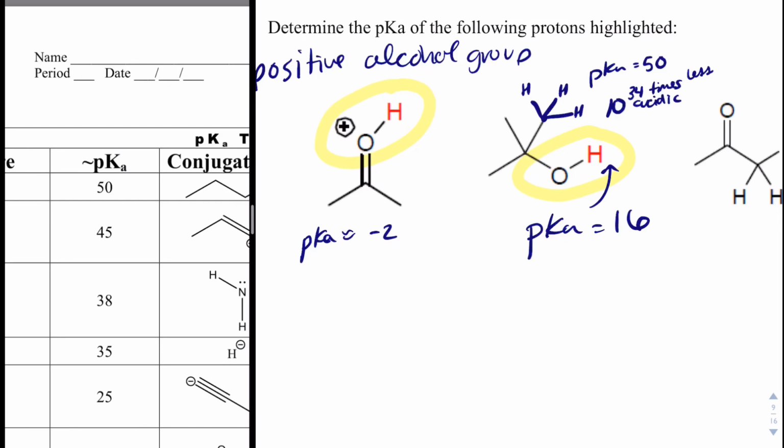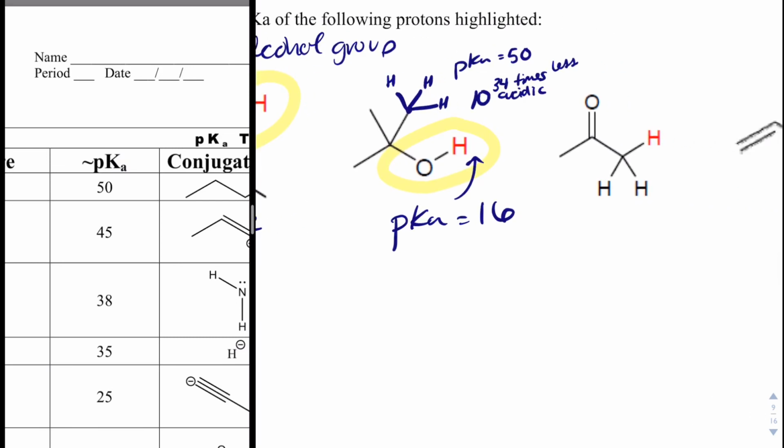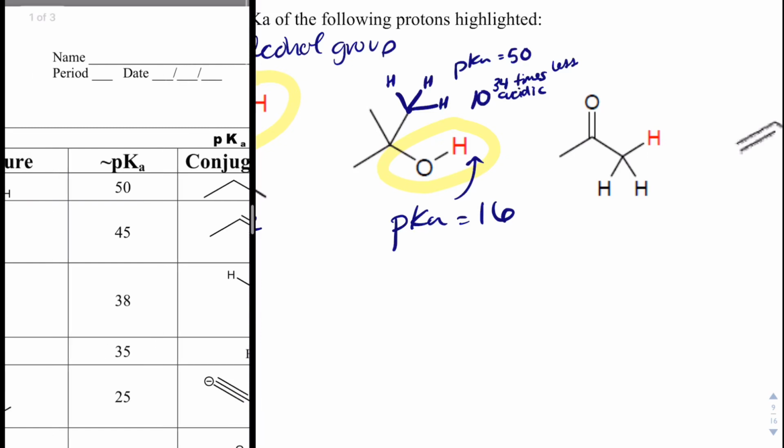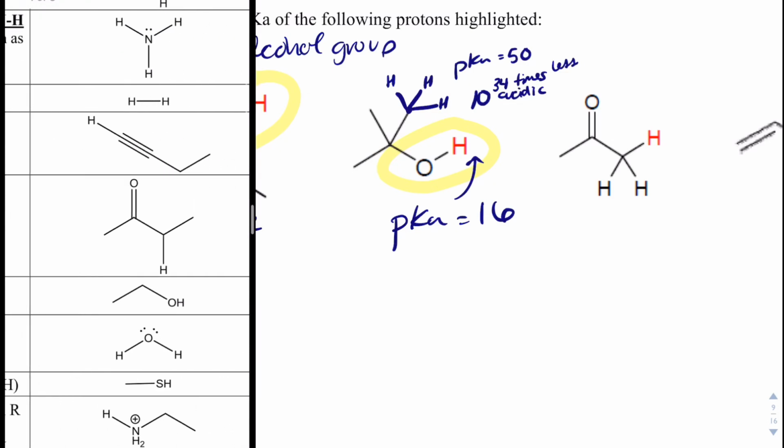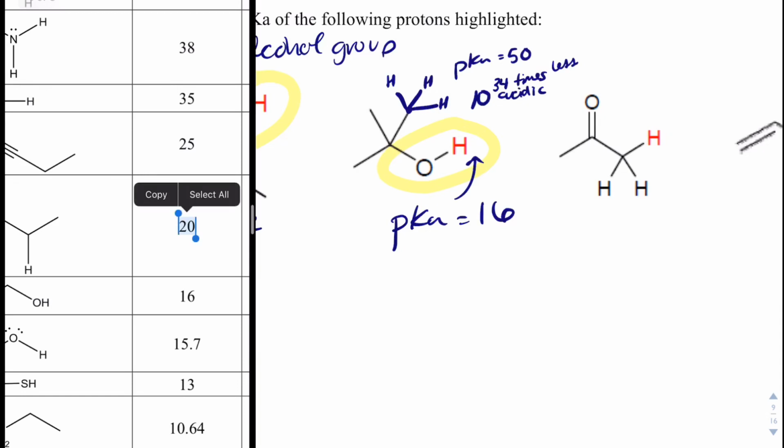Okay, so these H's are not going to be plucked off. You may say, okay, here, these H's, those are alkane H's, and I say close, so they're not 50. These are actually ketonic hydrogens, and if we look at ketonic hydrogens here, they have a pKa of 20. If we think about why, we'll learn that after a couple more notes.